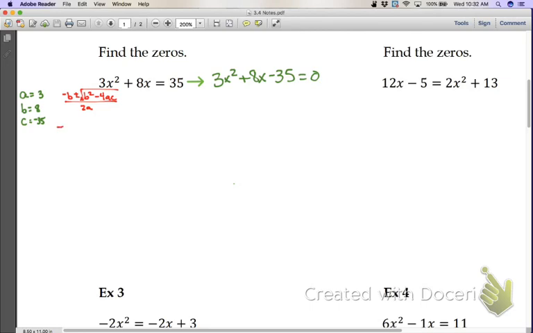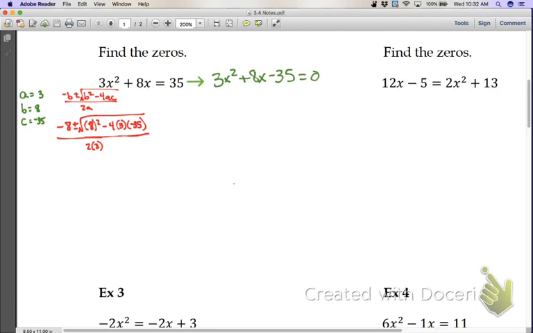Negative 8 plus or minus, I'm going to go 8 squared, and I just put 8 squared minus 4 times a, which is 3, times negative 35, which is c, and then I usually close the square root just so I don't run out of room. Divided by 2a, or 2 times 3.